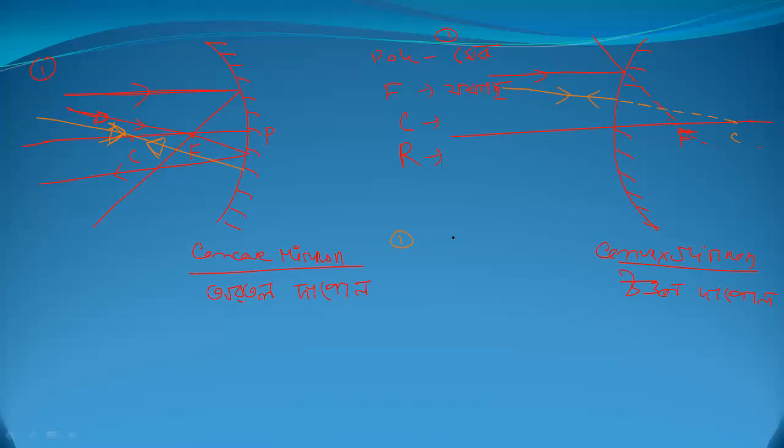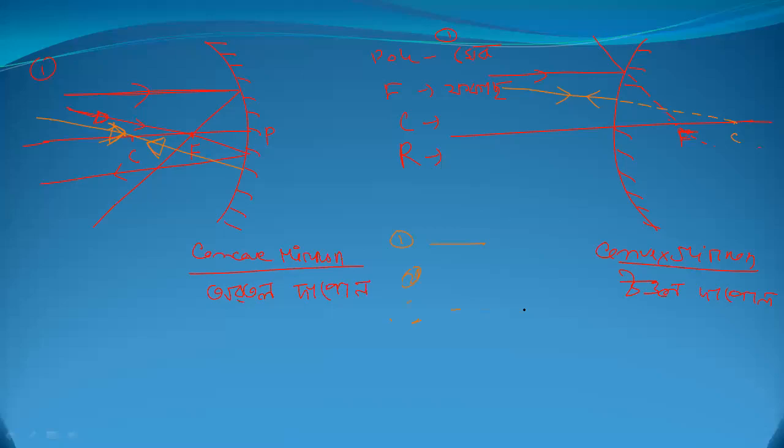So this is the rule. First rule: the ray of light which is parallel to the principal axis, after striking, will pass through the focus. Second rule: the ray of light which passes through the focus, after striking, will be parallel to your principal axis. Third rule: the ray of light which passes through the center of curvature will strike back in the same path, that means along the C it will strike back, but the direction will be different. Clear? So these three are the rules for drawing the ray diagram. Clear?